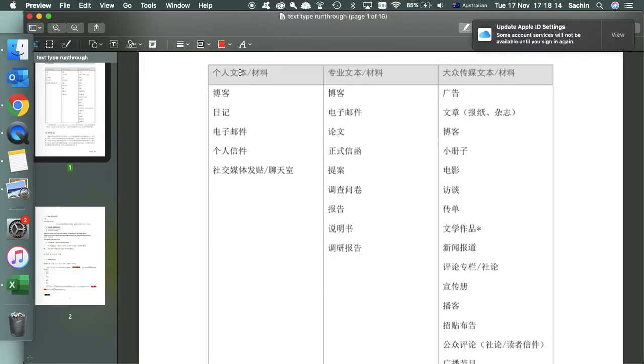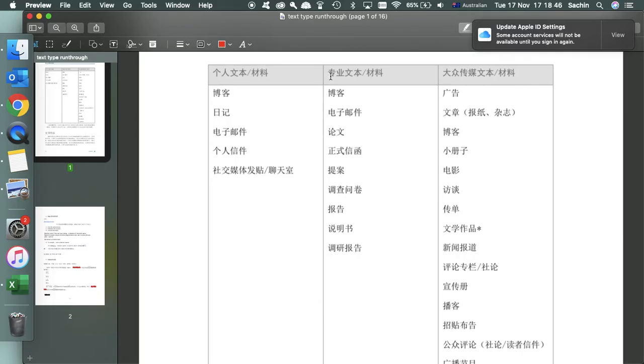So we have Gerenwenben, which is personal things, and that can be either a blog, Boke, a diary, Riji, and then a personal letter or email. So 电子邮件 or 个人信件. This one's like a social media or chat room site, but from my experience, they haven't tested this text type, and I highly doubt it's going to be in there. But these 4 are your personal text types that could be tested.